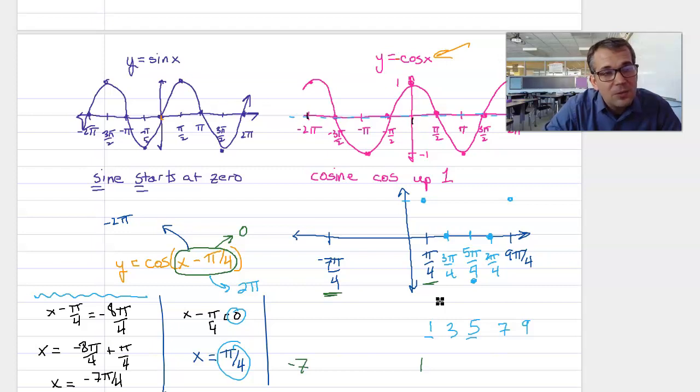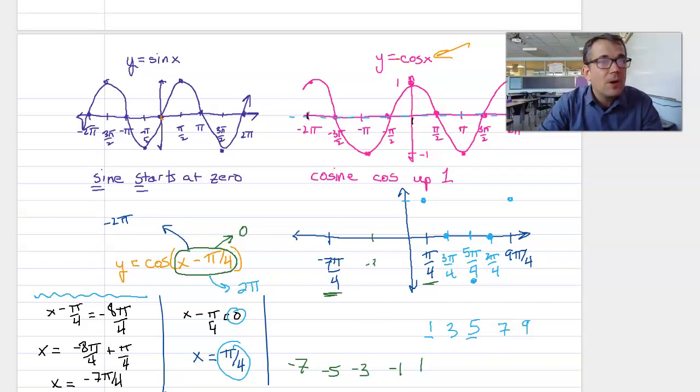The average of these two numbers is negative 3. Average of these is negative 1. Average of these is negative 5. So my other points are going to be negative 3 pi over 4. Negative 1 pi over 4. This is negative 5 pi over 4.